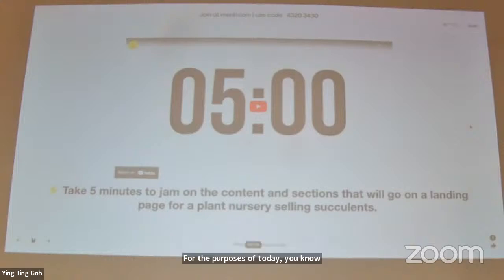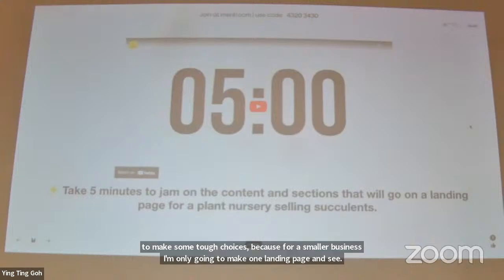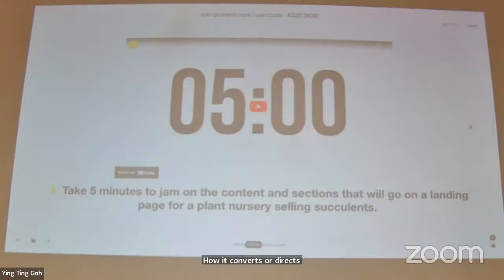Like later when you get to workshop, you can approach it from a unique angle. But we're just going to assume that it's a smaller business, and we're obviously going to have to make some tough choices. Because for a smaller business, I'm only going to make one landing page and see how it converts or directs people, and then make choices in the future for the sections that don't work out. So I need a plan of action for this.